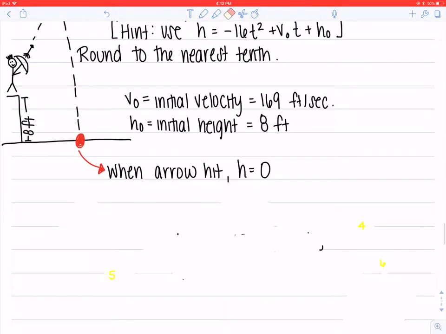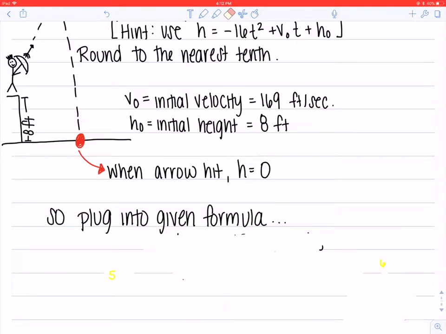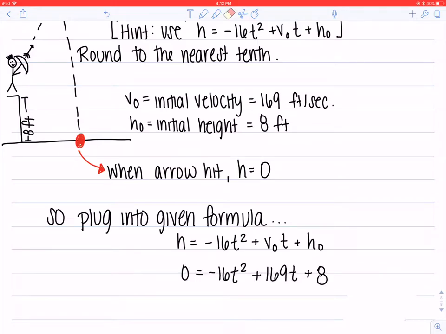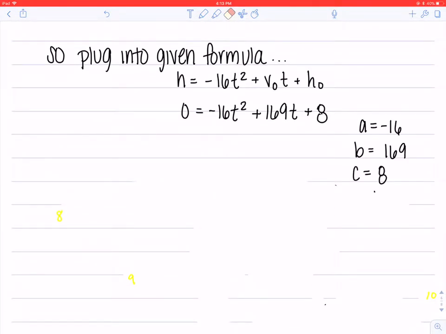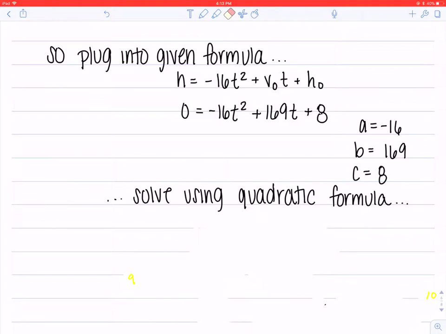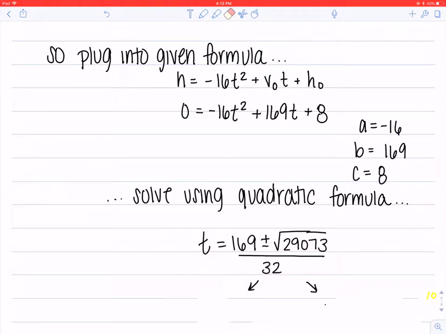Now, I want to know when the arrow will hit the ground. Well, the arrow is going to hit the ground when h, the height, is 0. So now I'm going to plug all of those things into the formula and get 0 equals negative 16t squared plus 169t plus 8. And that is just by filling in the v naught, the h naught, and h equals 0, into this formula. That's how I get this final formula out. So from there, you're going to go through and find your a, b, and c, do your quadratic formula like normal, and then this is what you get out.